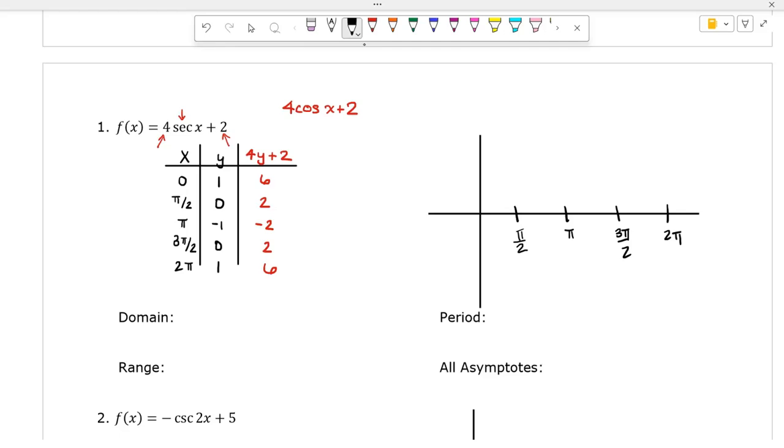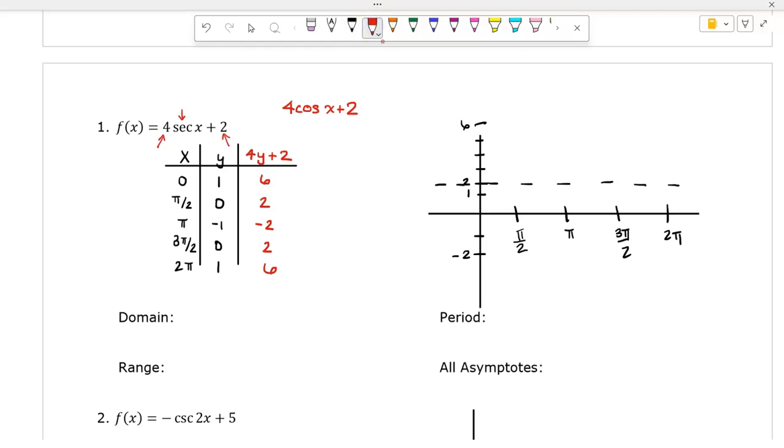So I'm going to go, okay, so I got negative 1, negative 2. And then I'm going to go 1, 2, 3, 4, 5, 6. Okay. And I'm going to label my midline, which is that 2. So I'm going to just do this, make it a little bit easier for myself while sketching.